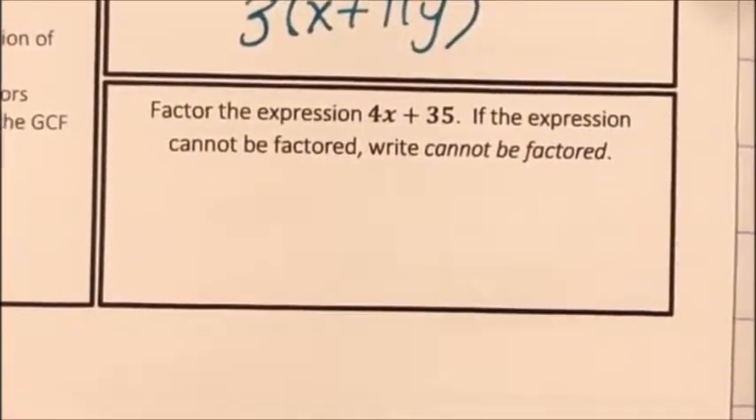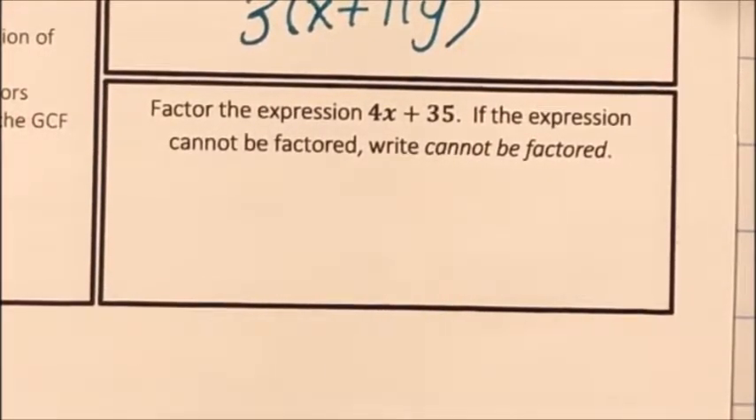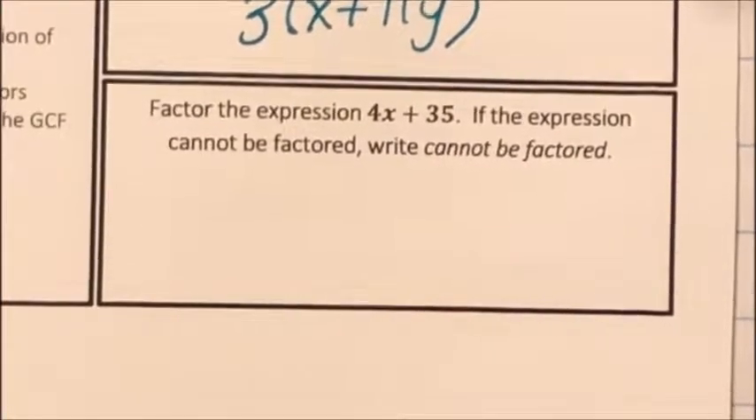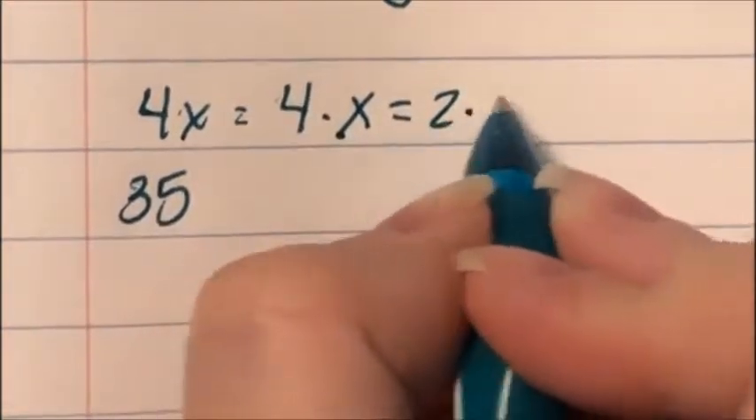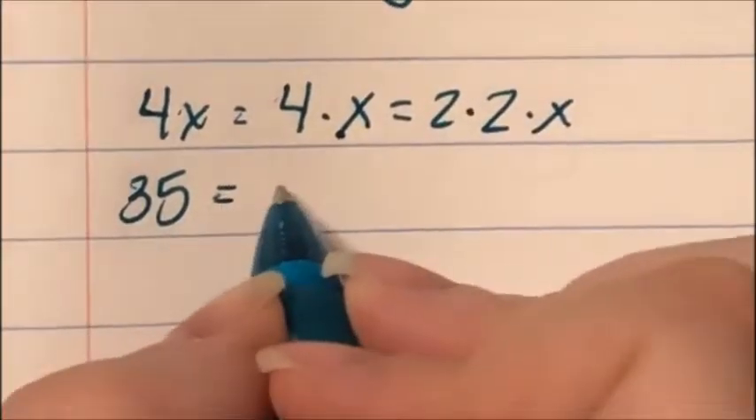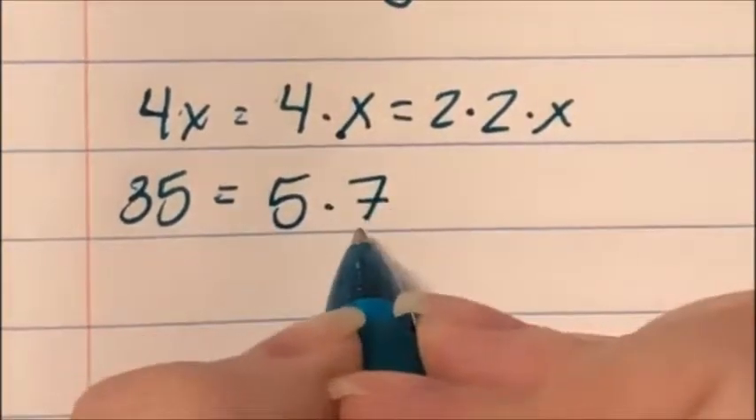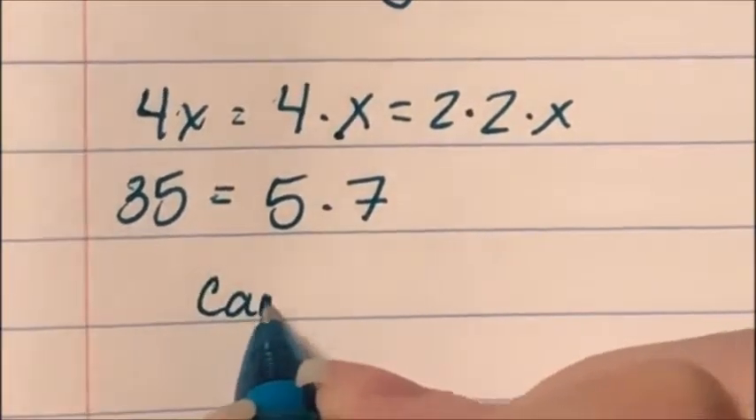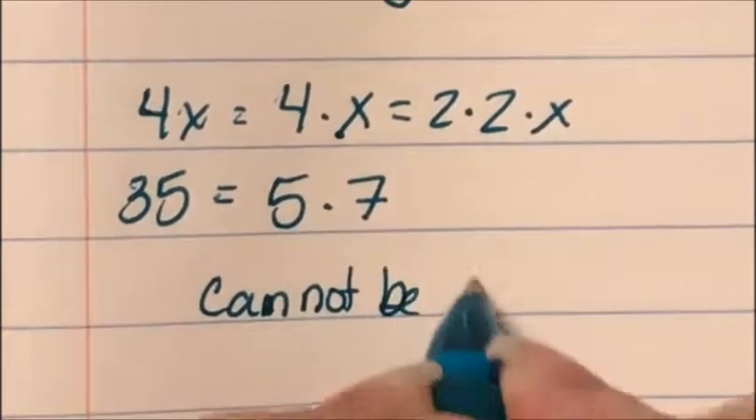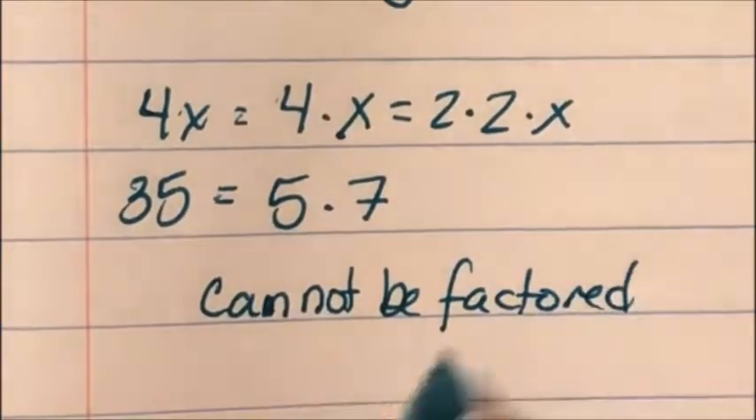My third try it problem says factor the expression 4x plus 35. If the expression cannot be factored, write cannot be factored. 4x equals 4 times x, or 2 times 2 times x. 35 is 5 times 7. There's nothing here in common, so this cannot be factored because they have nothing in common.